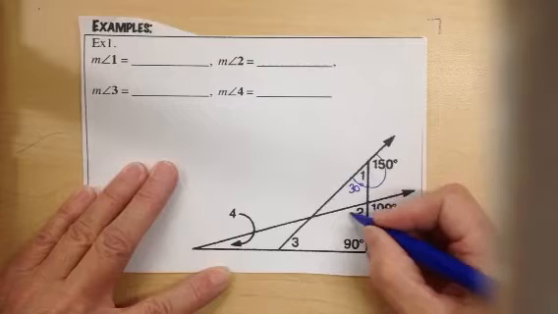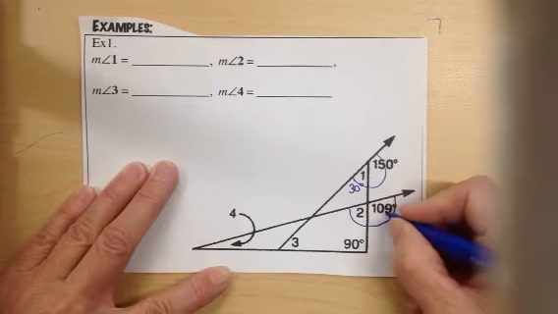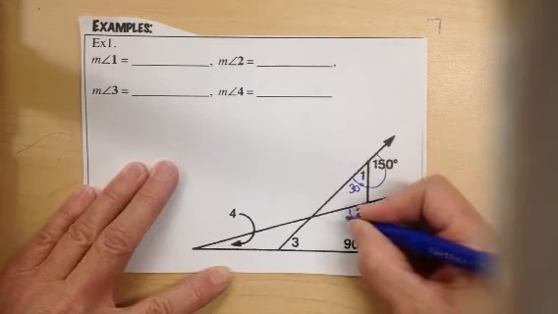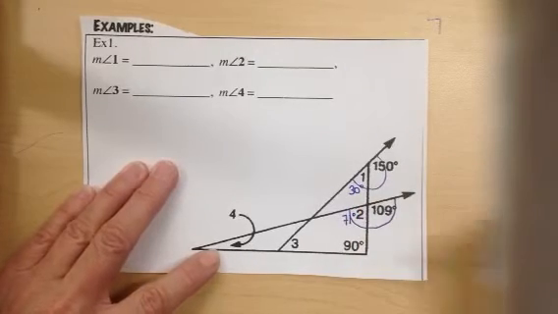Then I also see another linear pair, angle 2 and angle 9. Together they make a linear pair, which is 180. So 180 minus 109 is 71 degrees. So that's a 71 degree angle.